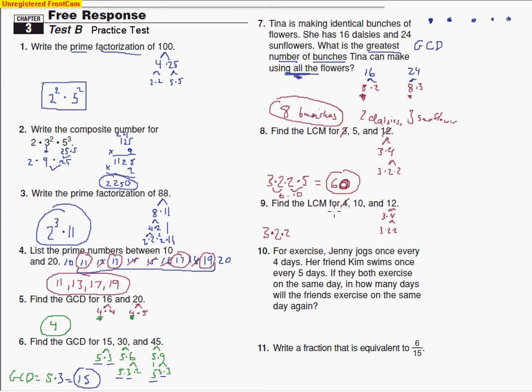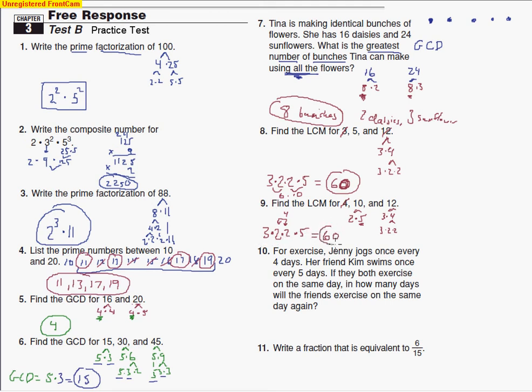4 is already there with these 2 numbers right here. Those 2 multiply to make the 4, so we don't need to multiply by another 4. Well, 10 already has a 2, so we don't need another 2. But we do need a 5 because I don't see 5 there, so I need to multiply by that. And so when I multiply this, I get the same answer. I get 60 once more.